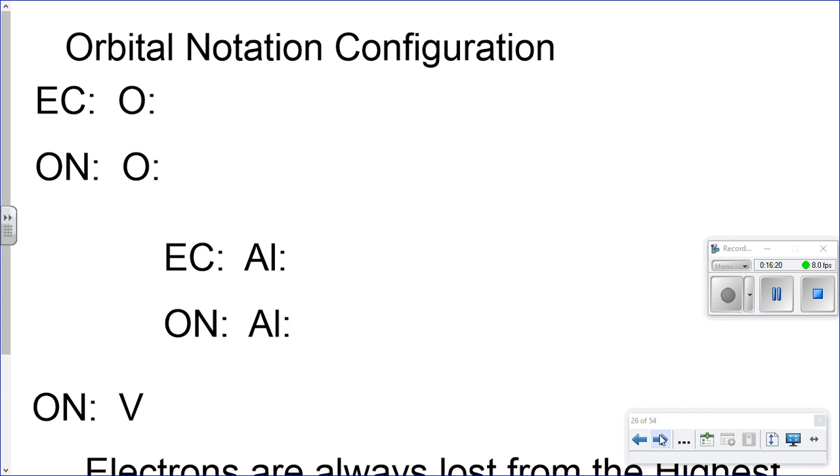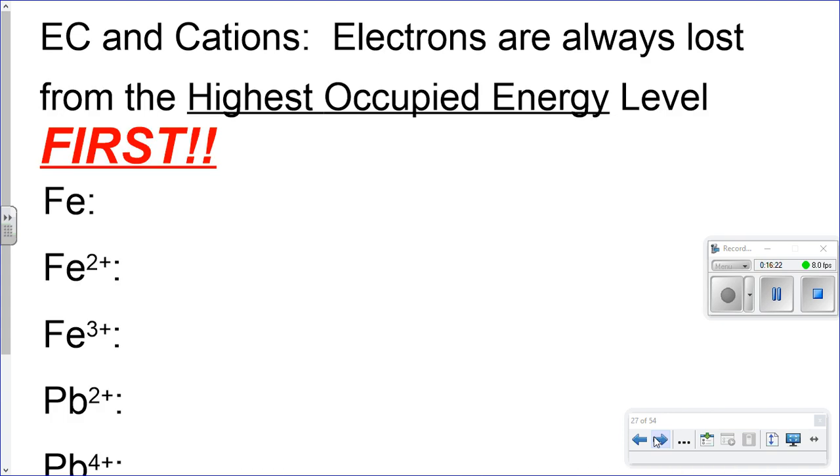Okay, that's that ion. The rules I have for that are somewhere. Here we go. We'll talk about this a little bit more in class, but that's essentially what we're doing. When you have cations, electrons are always lost from the highest occupied energy level first. I make a big point of that. I just did that with the iron and the iron 2. We'll talk about that more in class. The video is getting a little long for now.